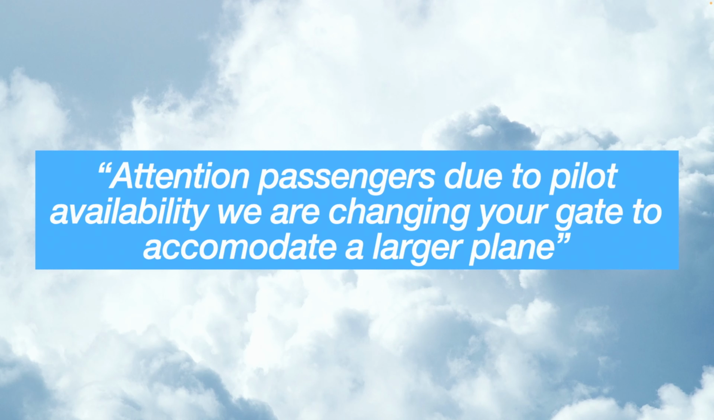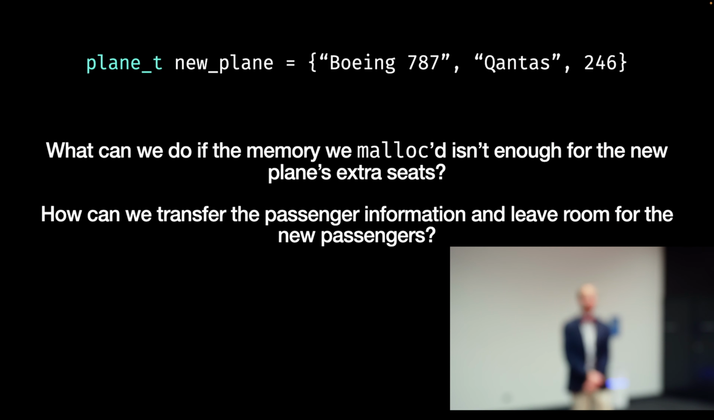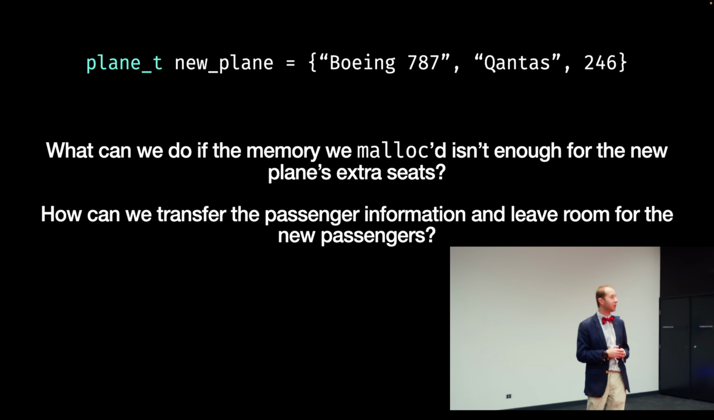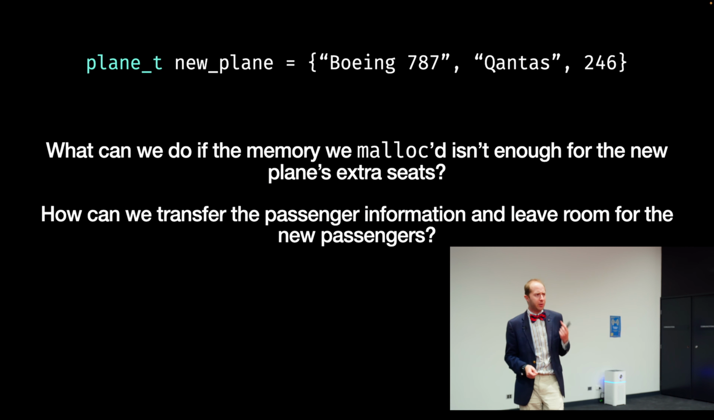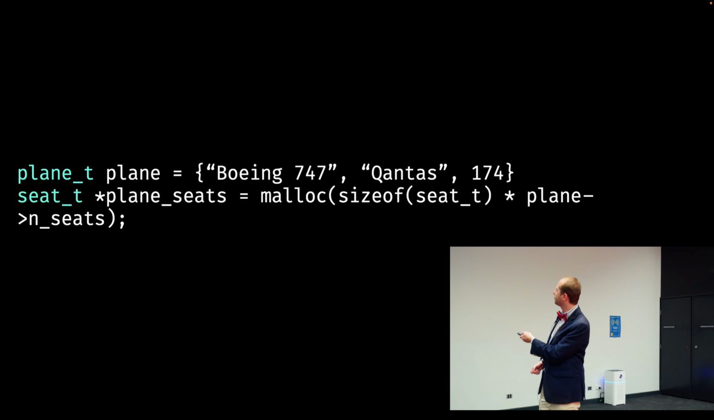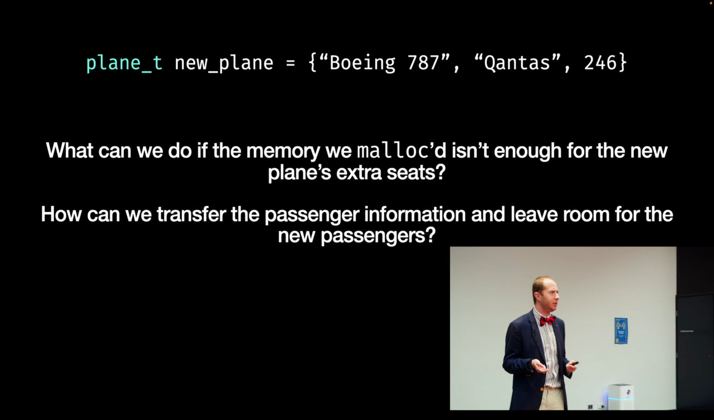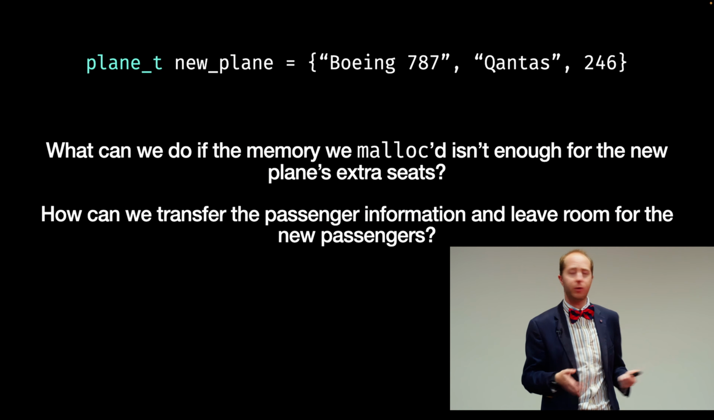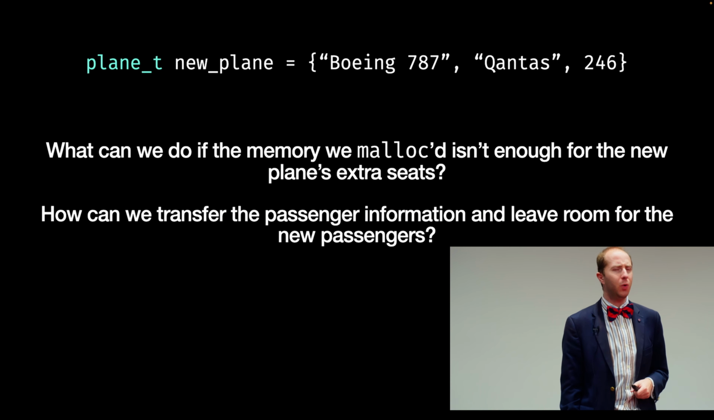Attention passengers, due to pilot availability, we are changing your gate to accommodate a larger plane. Unfortunately, a 747 is no longer available. We now have a 787 with 246 seats. This is considerably larger than our plane before, but we still want to be able to have room for all the seats. If you think about it though, we've got a bit of a challenge because we only malloced enough room for 174 seats, but we still have the same passengers. We still want all their data. We don't want to throw out all their data, but we need room for more seats and for more passengers on our plane. So we've got two questions to explore now.